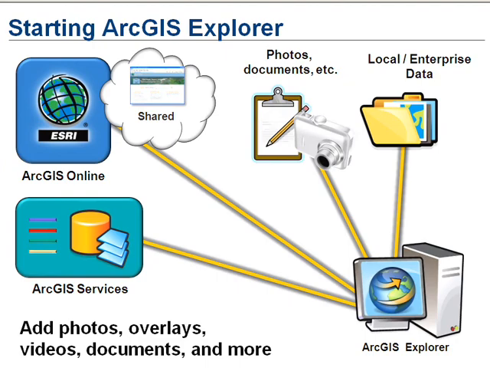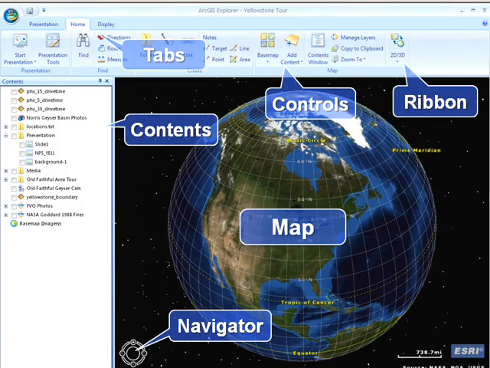Let's talk about getting started and setting up your preferences. When you start up ArcGIS Explorer, you'll see something like this. At the top of the application, you'll see a ribbon, and the ribbon is organized into tabs. To show new tools or controls, just click on the tab. To the left, you'll see a contents window which will display all of the different things that you've added to ArcGIS Explorer. In the middle, you'll have your map, which you can toggle from 2D mode to 3D mode and use whichever mode works best for you. And in the lower left, you have a navigator.